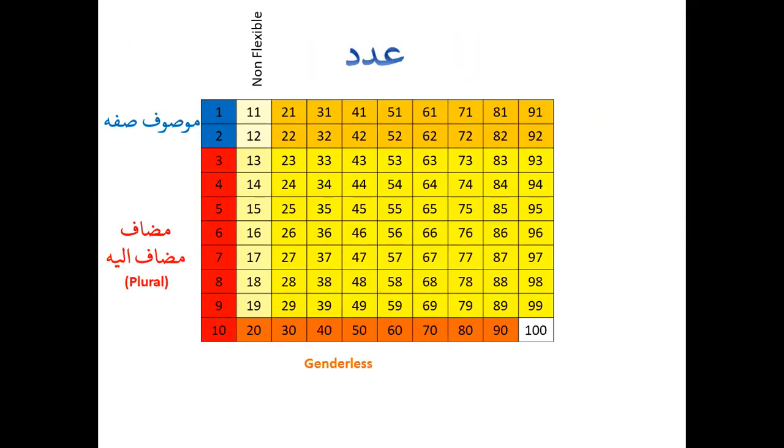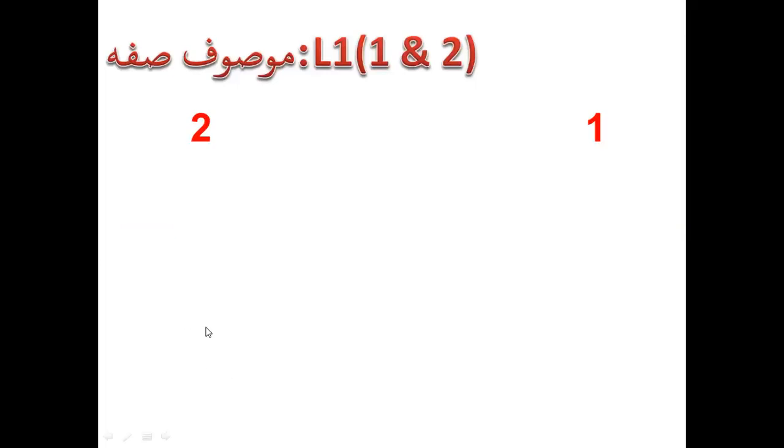So let's start with 1 and 2. Now it's your Mawsoof and Sifa. So how would you put Mawsoof and Sifa? First let's start from Muslimun. If Muslimun, how will you write one Muslim? Wahid Muslim. Excellent. Muslim wahid. How will you write it in Nasab? Musliman wahidan. Excellent. How will you write it in Jar? Muslim wahid. Excellent.